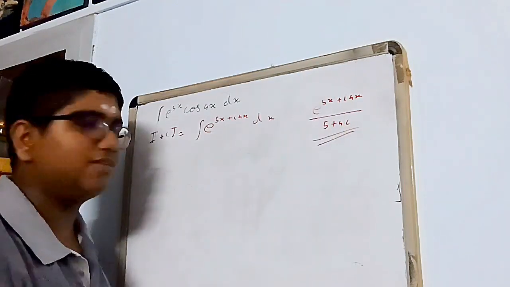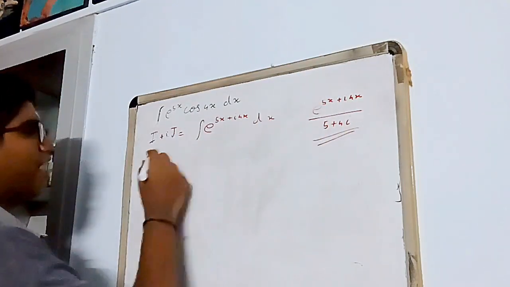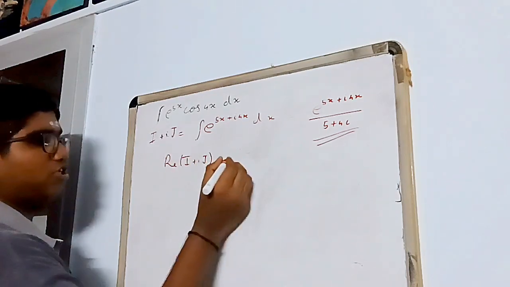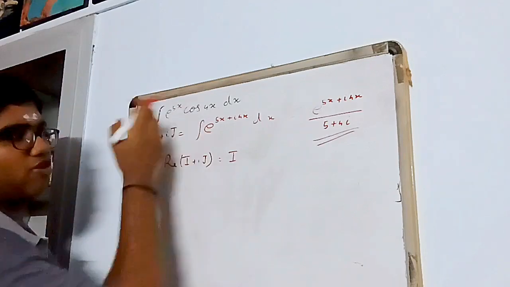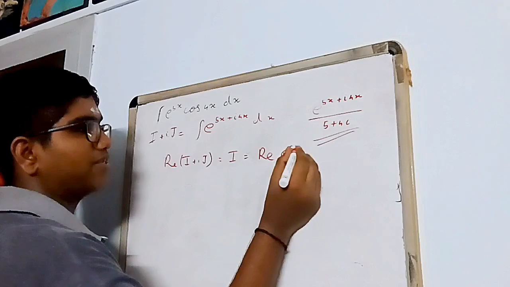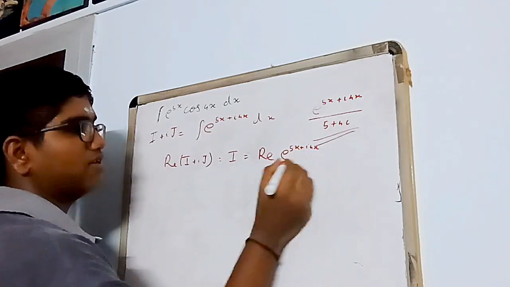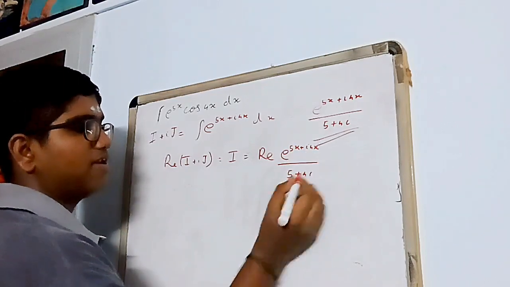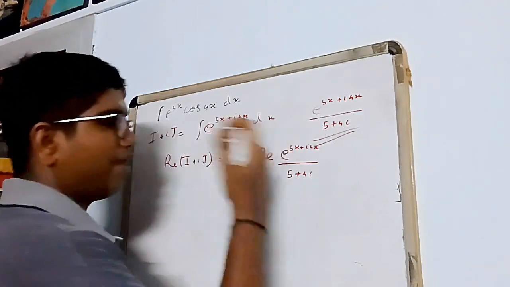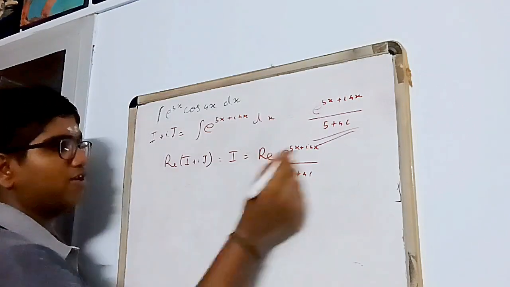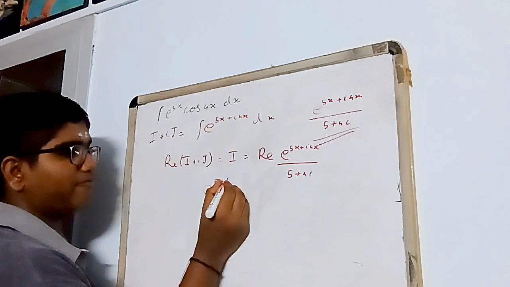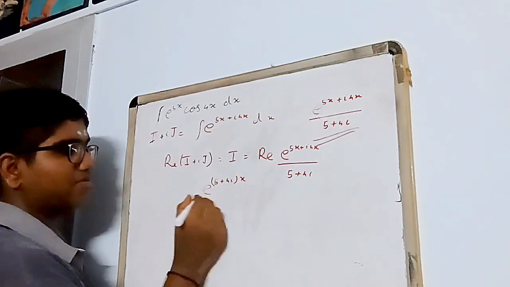Now we have to take the real part of I plus iJ, which will give us I, which is the answer to our question. So in fact we should take the real part of e raised to 5x plus i4x by 5 plus 4i. I am sure most of us remember how to take the real part of a given complex number. Now we can simplify this a bit more. So e raised to, I will take x out common, (5 plus 4i) times x by 5 plus 4i.